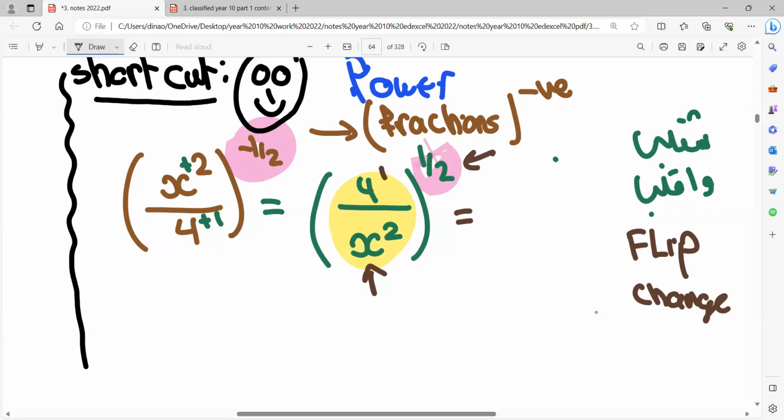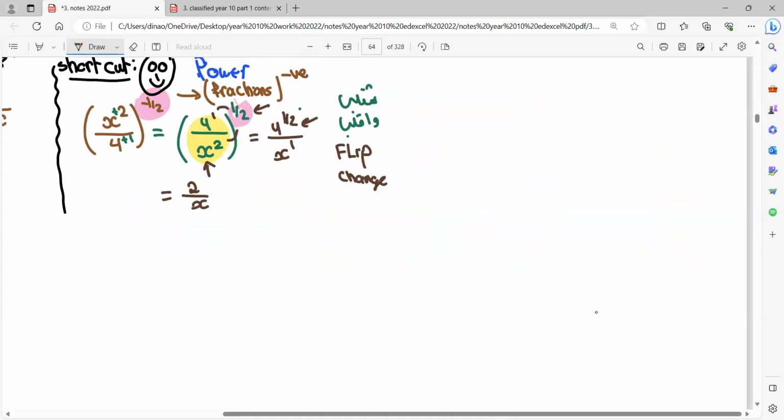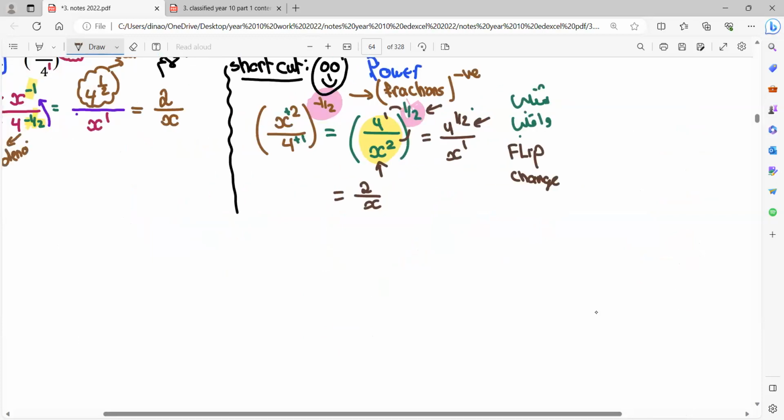And then I continue normally, multiplying the powers. So this changes into 4 power half over x power 1. And of course, as we said, you can place this on the calculator and you end up with the final answer, which is 2 over x. And by zooming out, you will find that the answers are exactly the same.